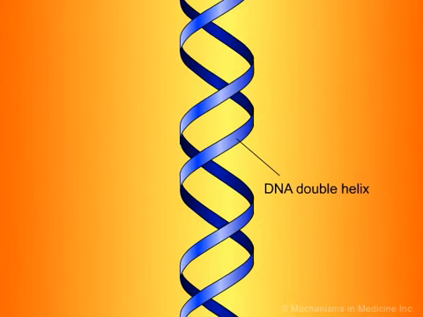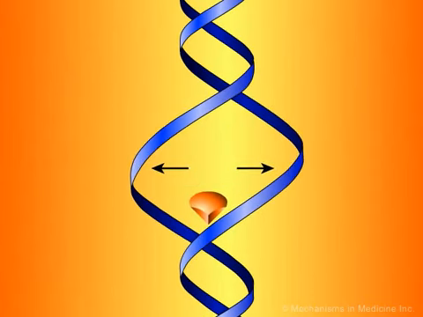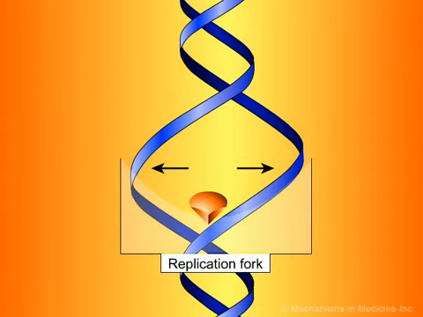To accomplish this, various enzymes, known as helicases, break the hydrogen bonds between the bases in the two DNA strands, unwind the strands from each other, and stabilize the exposed single strands, preventing them from joining back together. The points at which the two strands of DNA separate to allow replication of DNA are known as replication forks.